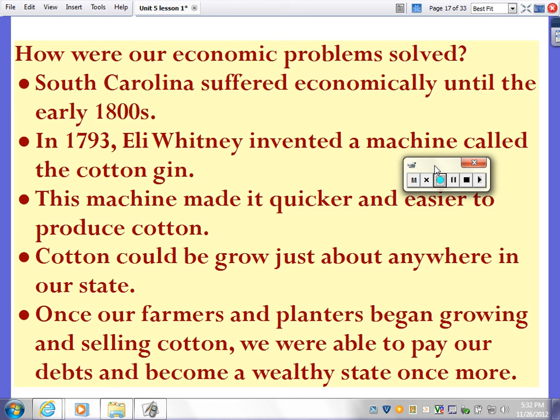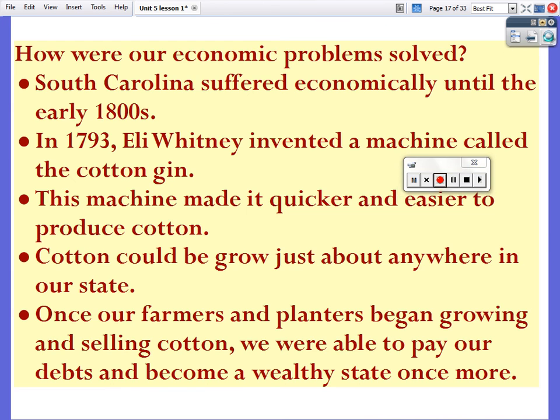Cotton, unlike rice and indigo, could be grown just about anywhere in the state of South Carolina. And once our farmers and planters began growing and selling cotton, we made money, we were able to pay off our debts, and we became a wealthy state once more. And there will be more about that later.